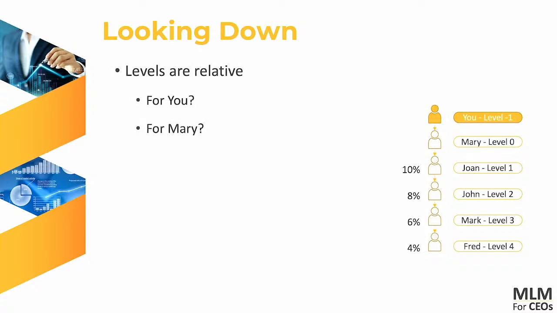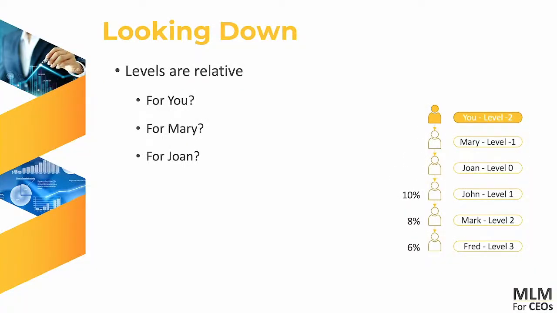What happens if we look at the network from Mary's point of view? Well, from Mary's point of view, Joan is her level 1. Remember, it was your level 2, but it's Mary's level 1. John will be Mary's level 2, Mark Mary's level 3, and Fred is Mary's level 4. Fred is still your level 5. So nothing changes when it comes to your position. So Fred relative to you is still your level 5, but relative to Mary, it's her level 4.